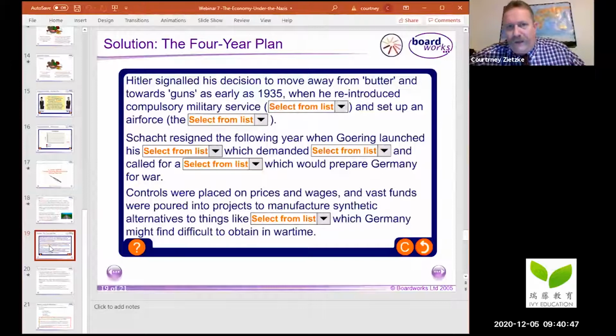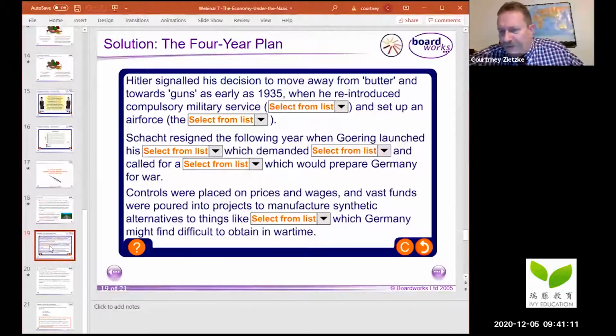Can anybody tell me what the Air Force was called during this period of time? It's called the Luftwaffe. Okay, Sack resigned the following year when Göring launched his rearmament program, which demanded people and called for workers, which would prepare Germany for war.